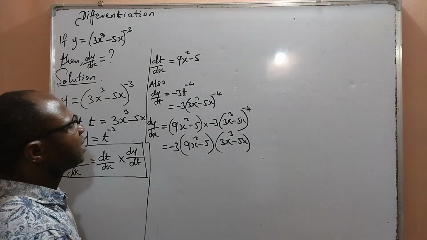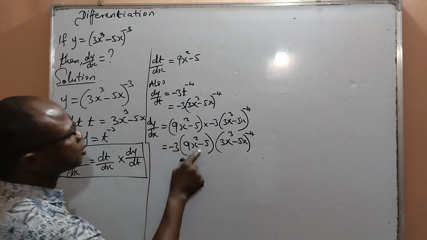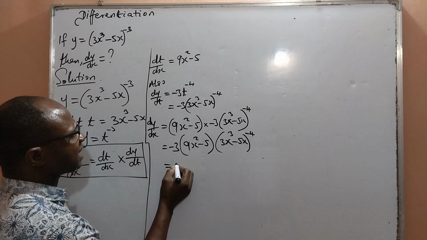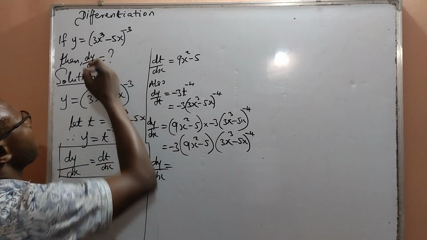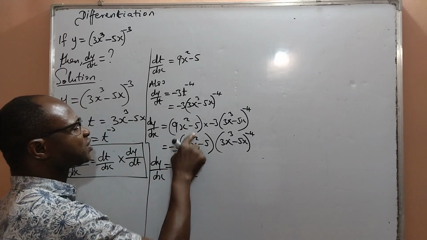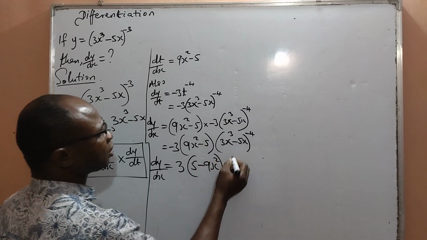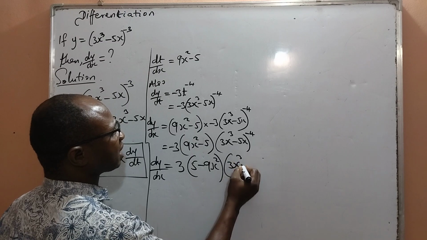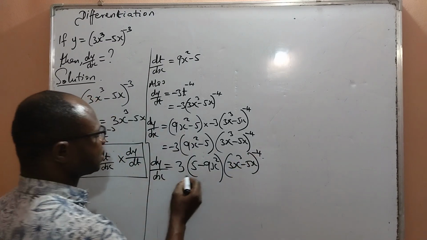So this is corrected. Therefore, if you don't mind, I can move this minus into the bracket to have my final answer for dy/dx, which is what I am asked to differentiate, as 3 into the bracket: minus multiply minus 5 will give me plus 5, multiply 9x^2 will give me minus 9x^2, then into (3x^3 - 5x) all to the power of negative 4. This is the final answer.